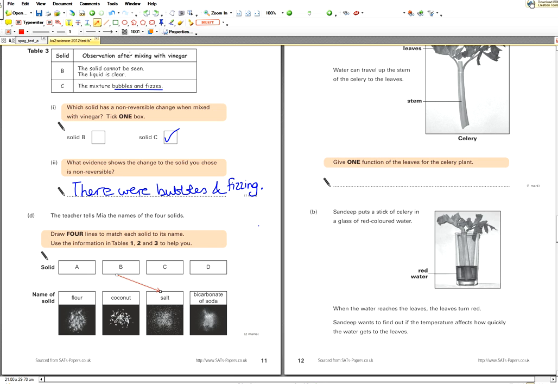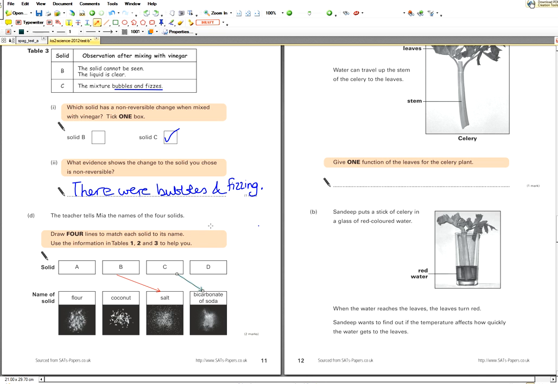Next, C. The mixture bubbles and fizzes. So which one of those? The last one will be called bicarbonate of soda. Lovely. So we've done those two.